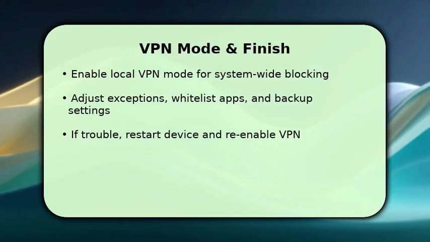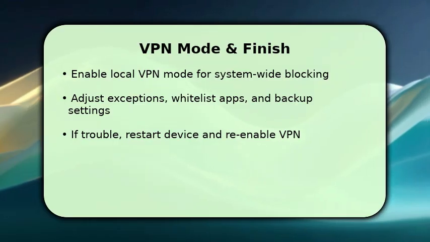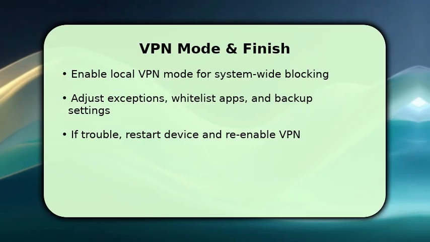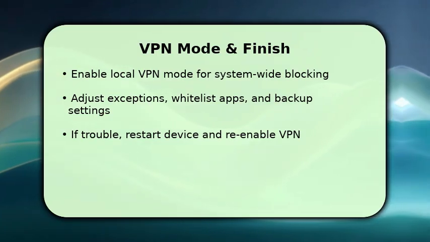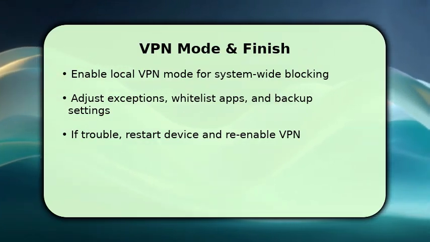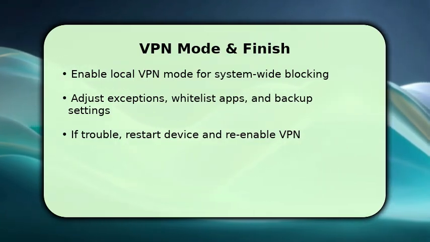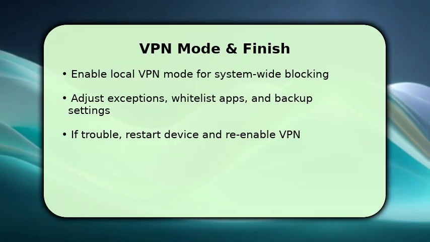Finish by enabling AdGuard's local VPN mode to apply blocking across the system. You'll see a confirmation dialog, allow it. Next, adjust per-app rules, add exceptions, or whitelist apps that need full network access, and create a settings backup to restore later. Make sure battery optimization won't kill AdGuard.